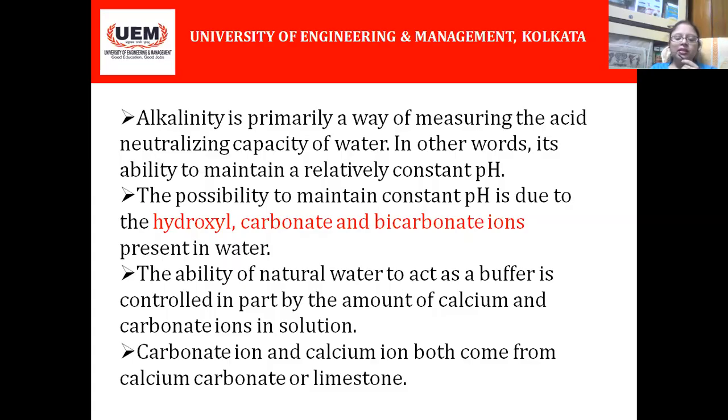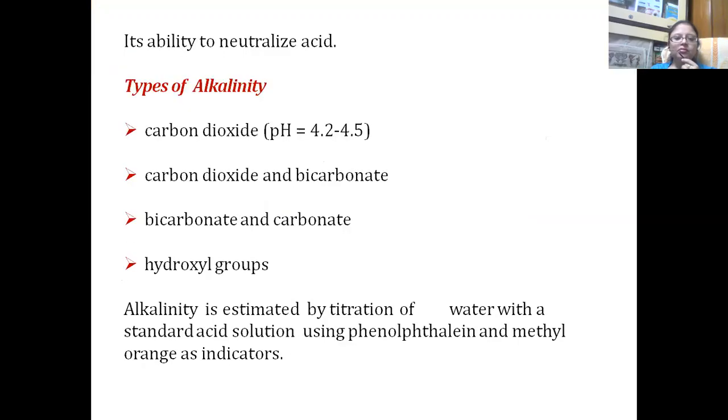Now, how is this alkalinity coming in the given water sample? The ability to maintain the constant pH is due to the presence of hydroxyl, carbonate and bicarbonate ions that are present in the water. A small amount of silicate and borate may also be present, but they are of negligible amount. So we are taking three major ions: hydroxyl, carbonate, and bicarbonate. There are different types of alkalinity that may be present in the water.